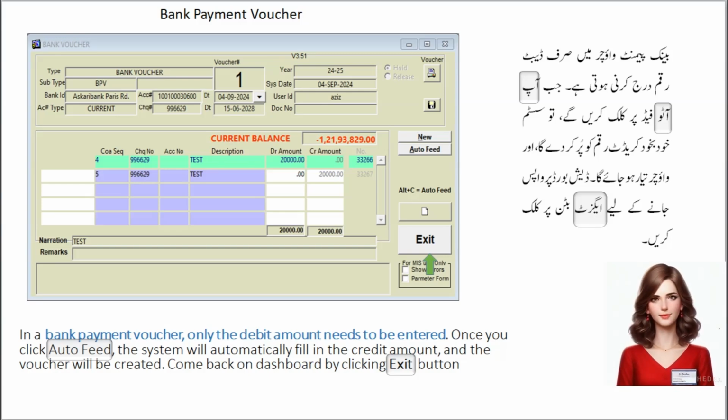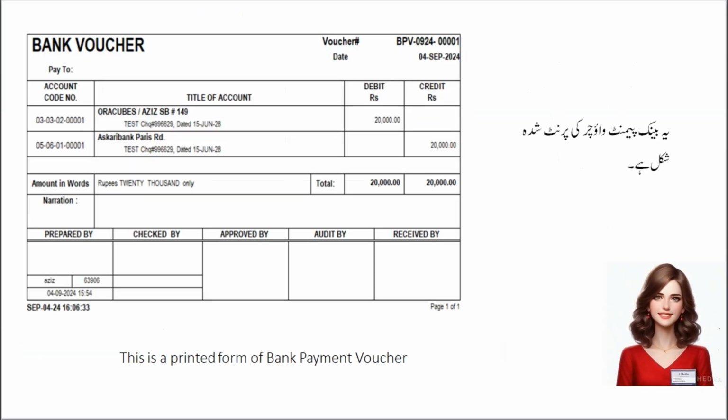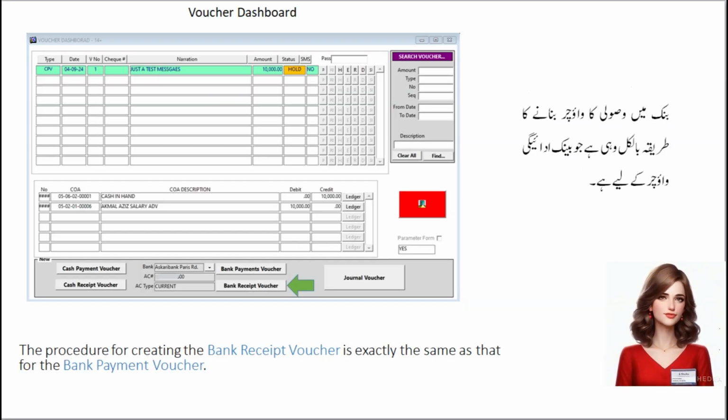Come back to the dashboard by clicking the Exit button. On the voucher dashboard, the bank payment voucher is available for printing. Press P to print. This is a printed form of the bank payment voucher. The procedure for creating the bank receipt voucher is exactly the same as that for the bank payment voucher.